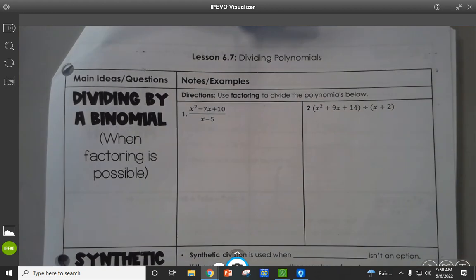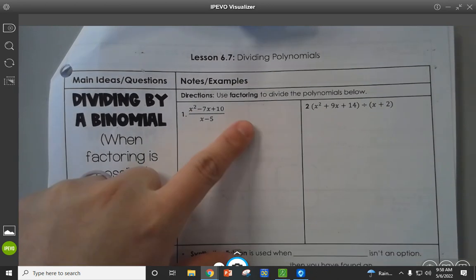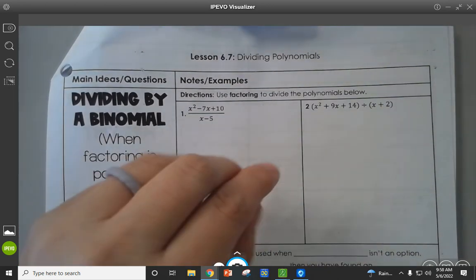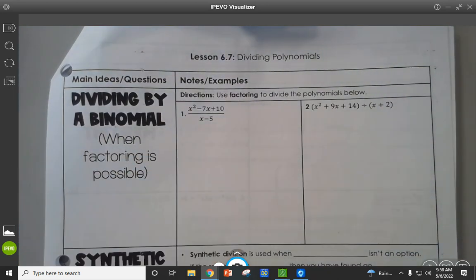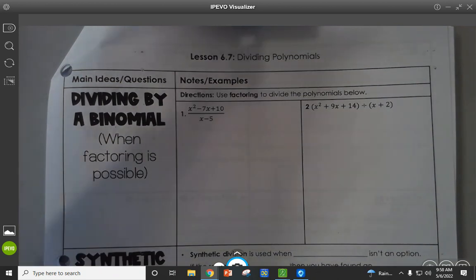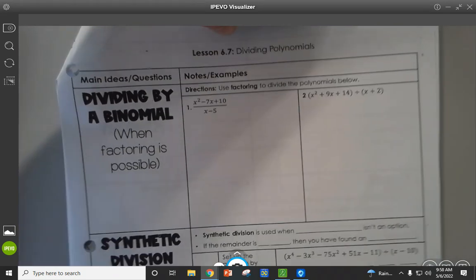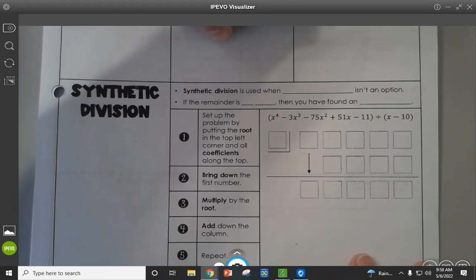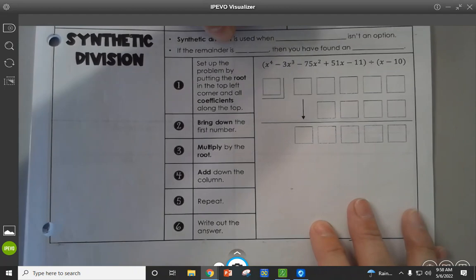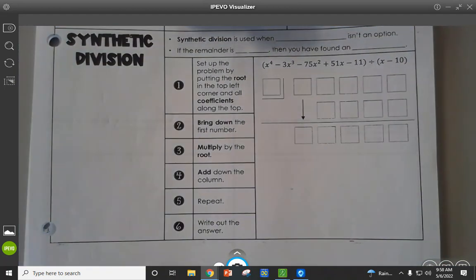All right, we're doing 6.7 today, which is over dividing polynomials. And we can divide them sometimes by factoring. And we're actually going to skip these examples. So sometimes we can factor and that helps us divide, but I'm going to show you a method that always works even when factoring doesn't. And this is called synthetic division.